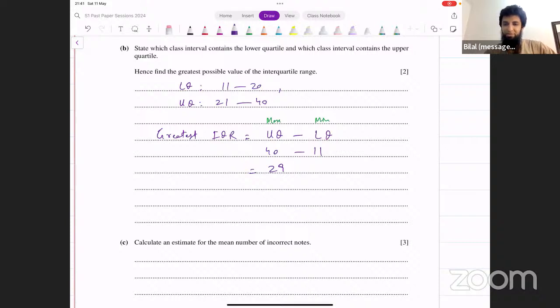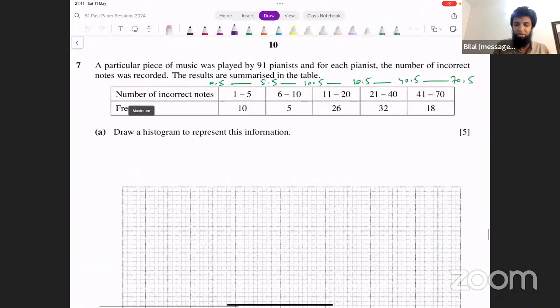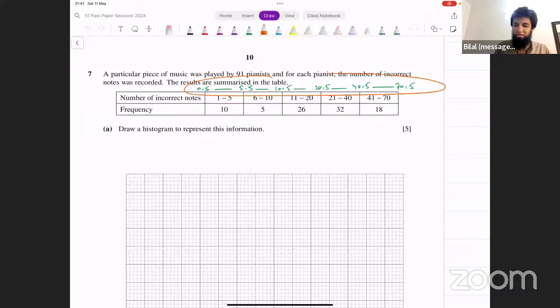So in the continuous variable case, you would find those intervals using the adjusted intervals. So the adjustment that you did here, if it was a continuous variable, you would use these numbers instead.